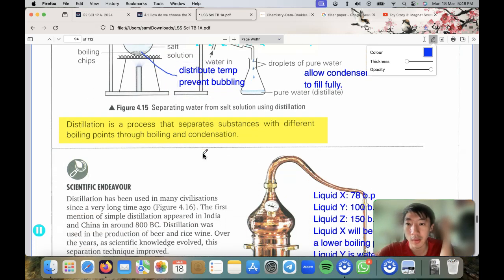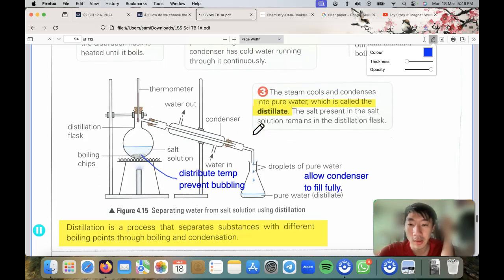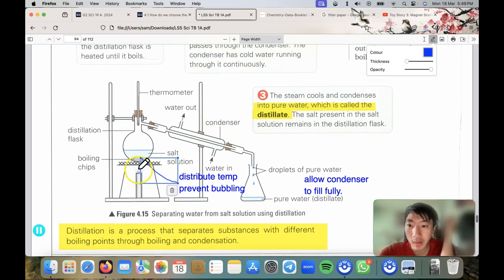Okay, so what is distillation, right? Distillation is a process that separates substances with different boiling points through boiling and condensation. Okay, so this is one example of distillation. I will now talk about the second way that distillation can be done. We said that this one was with salt and water. Okay, what if I have two liquids?